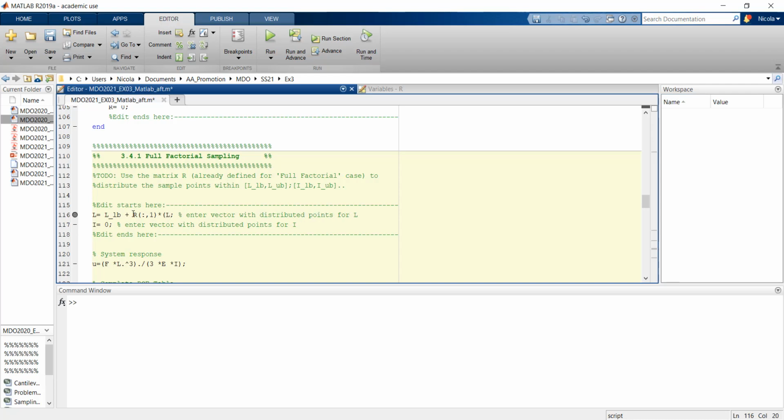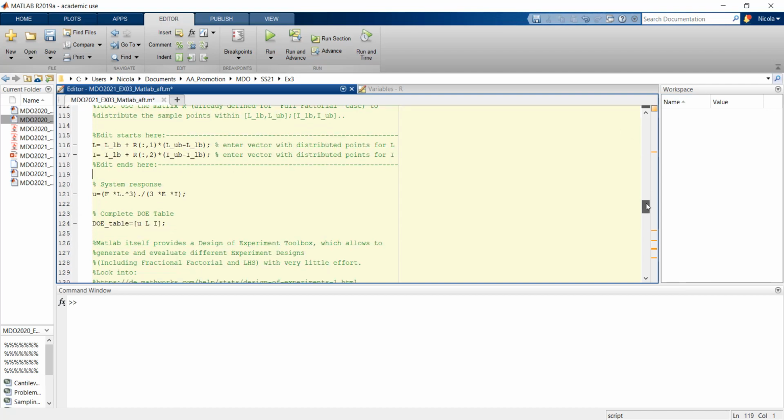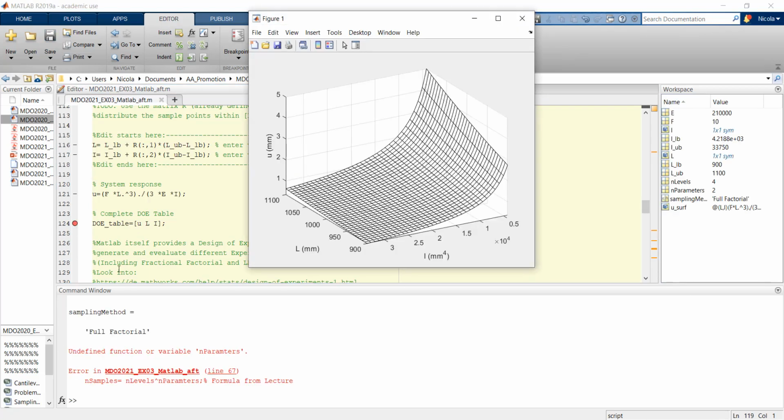And we multiply it with L upper bound minus L lower bound, so that's basically the delta. And we do the same for I. And the rest is already implemented, so our full DOE.